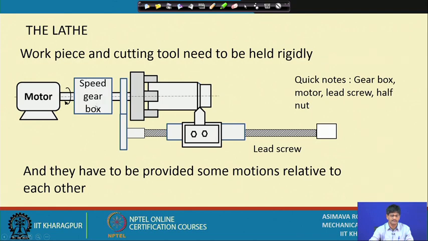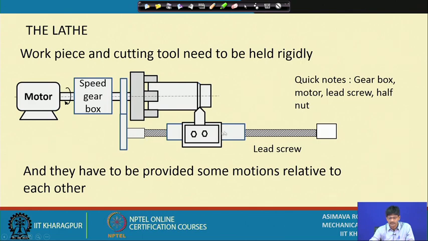What is its utility? We might not always want to rotate the workpiece at a particular RPM. We might be changing this rotational rate, and in order to be able to change it, there is provision in the machine to change this particular RPM or rotations per minute. How do we do it? We are going to see that in a few moments, but first of all, what are the other things that have been shown here?